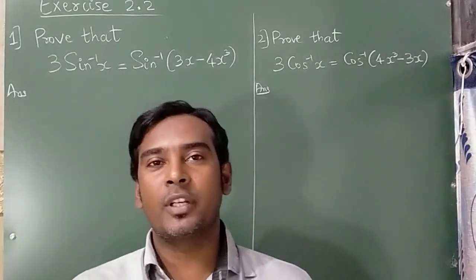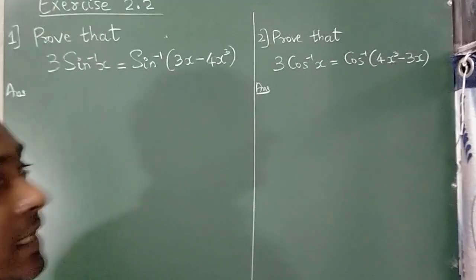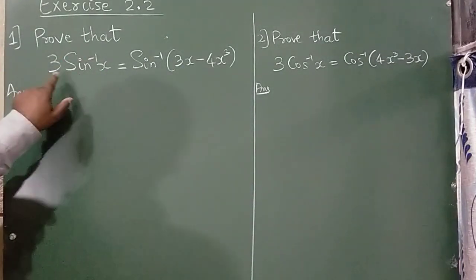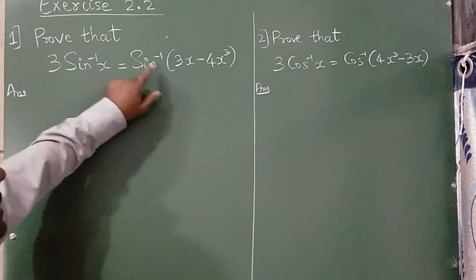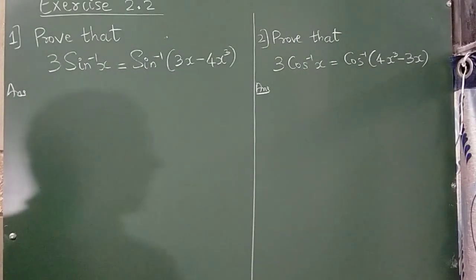So today I am going to teach exercise 2.2 inverse trigonometric function. So let's start. The first one is: prove that 3 sine inverse of x is equal to sine inverse of 3x minus 4x cube. This is the LHS part, this is the RHS.